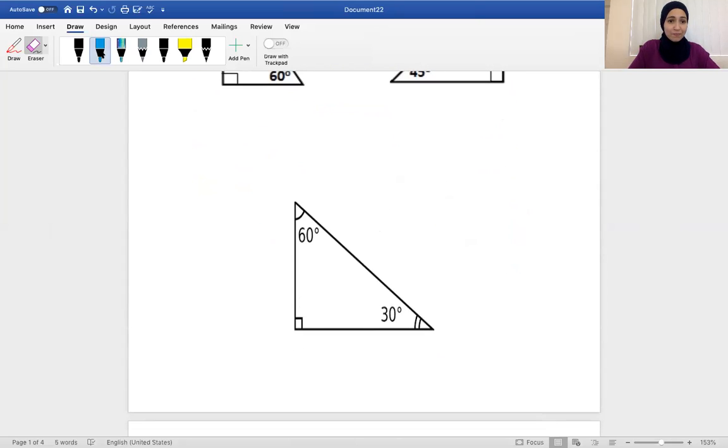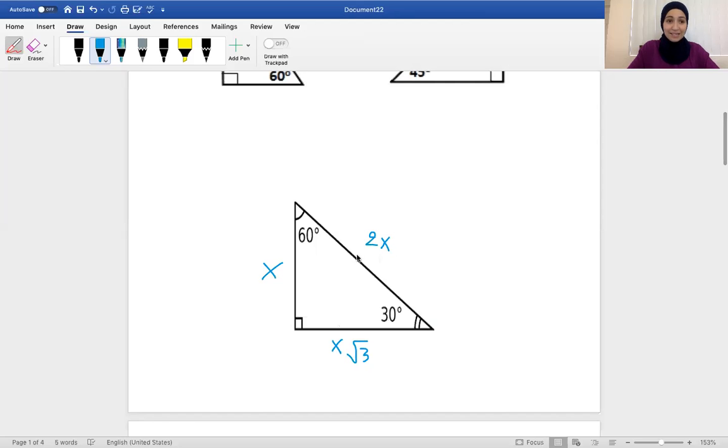So remember the side lengths. There is a special pattern or ratio for this triangle. Our 30 angle can be represented by an x, and the side opposite to the 60 degree angle can be represented by x radical 3, and our hypotenuse in this case is represented as 2x. So for this 30-60-90, the ratio is x, x radical 3, and 2x.